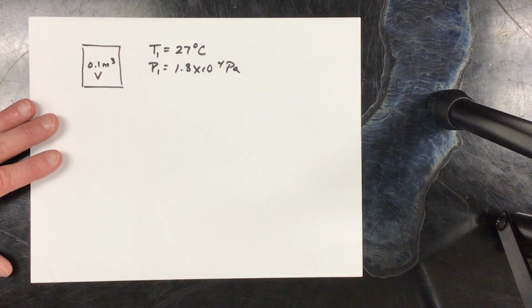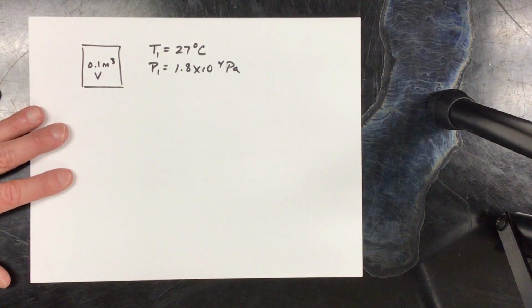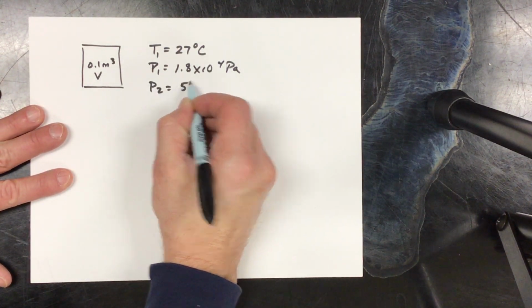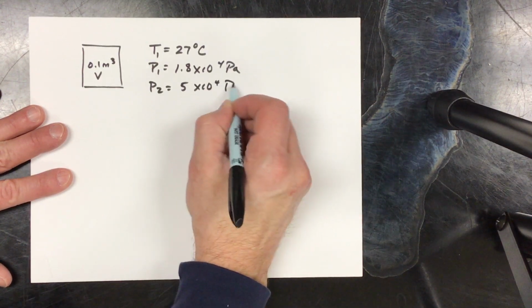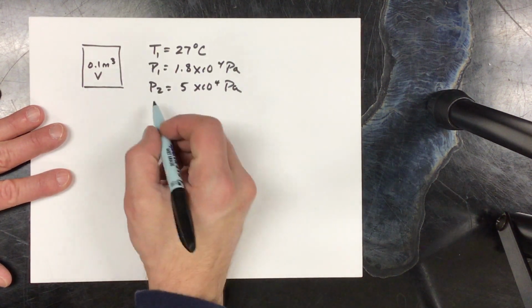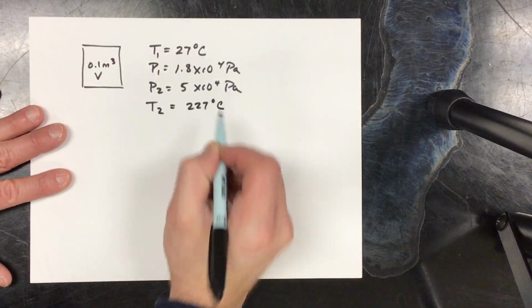Then it says there's a safety valve and it can withstand pressure up to 5 times 10 to the 4 Pascal. That's a second pressure, so that's 5 times 10 to the 4 Pascal. And it wants to know, will the valve hold if the air inside the tank is heated to 227 degrees? Okay, so hang on a second. This is 227 degrees Celsius.